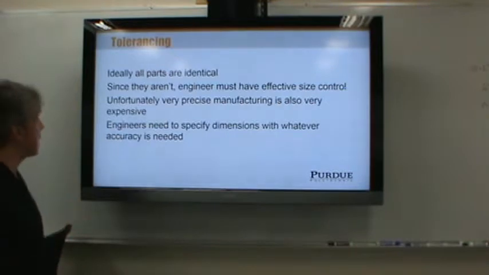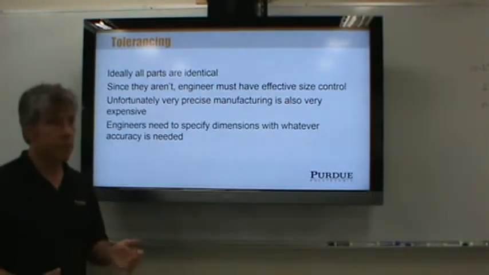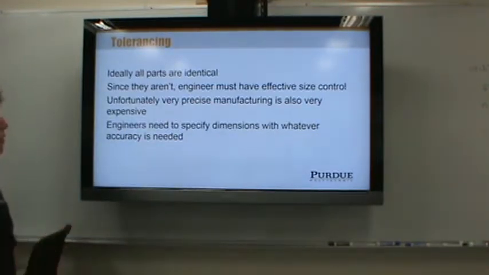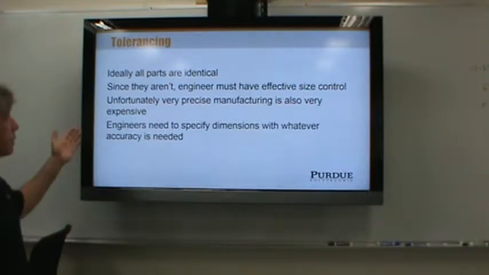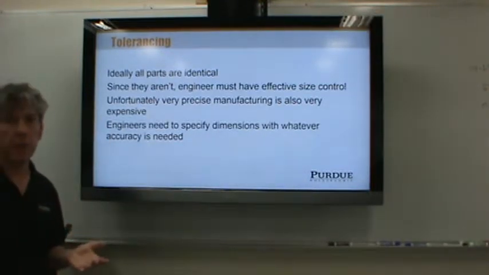Anyway, back to tolerancing. Ideally, all parts are basically identical. But in reality, there's going to be variation. So we have to have some way of controlling that variation. Now, the problem is that the more precisely you control variation, the more expensive typically it becomes.